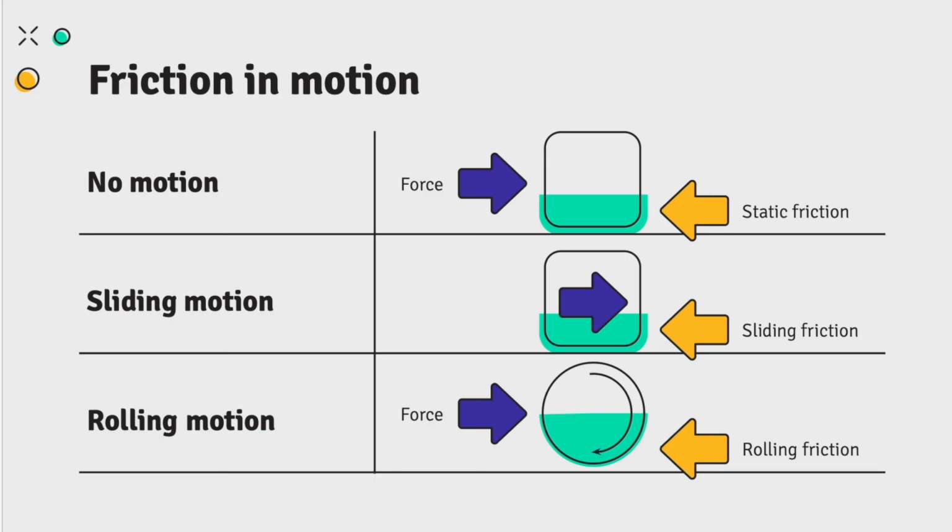So finally we have friction in motion. These are the types of frictions. We have no motion, which is basically there's no motion in the object, so there can't be friction. This is called static friction. We have sliding motion, which is when the object is actually sliding, which is called sliding friction. We have finally rolling motion, which is just rolling, which is called rolling friction.